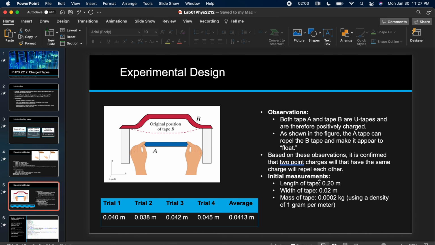Initial measurements, again, all the same here. And here I did 4 different trials. The average distance in between tape A and B was 0.0413 meters.